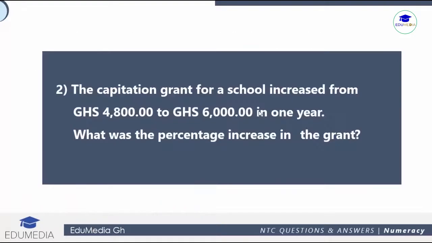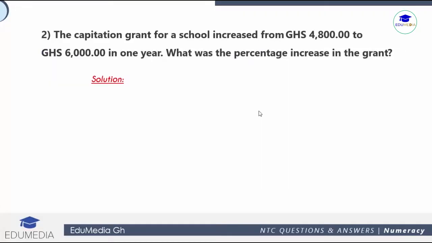The capitation grant for a school increased from 4,800 cedis to 6,000 cedis in 1 year. What was the percentage increase in the grant? Quickly to the solution. Now, this question is also similar to the previous question we just looked at.